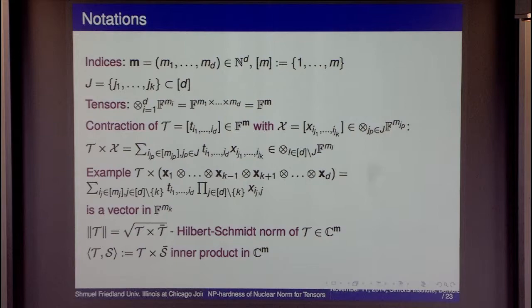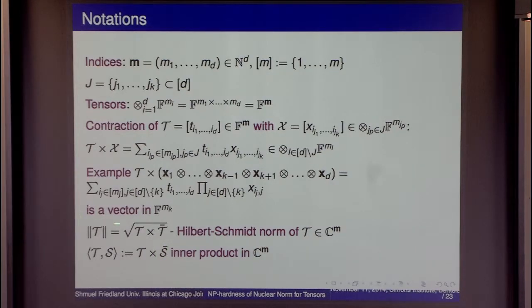Now we need some piece of notation, which I'm not sure if I use that much, but anyway, we want to contract one tensor with the other one, and this tensor doesn't have to be the same D-mode, but it has to be K-mode, but this J1 up to JK are sub-indices of that. So the contraction would be just you sum on all the indices here. So in other words, you kill all the indices which are in X here. So for example, if you have tau is a D-mode tensor, and you want to take this rank one tensor, but you omit at K, and you contract that, this is going to be a vector in F^{M_K}. And so this is the summation.